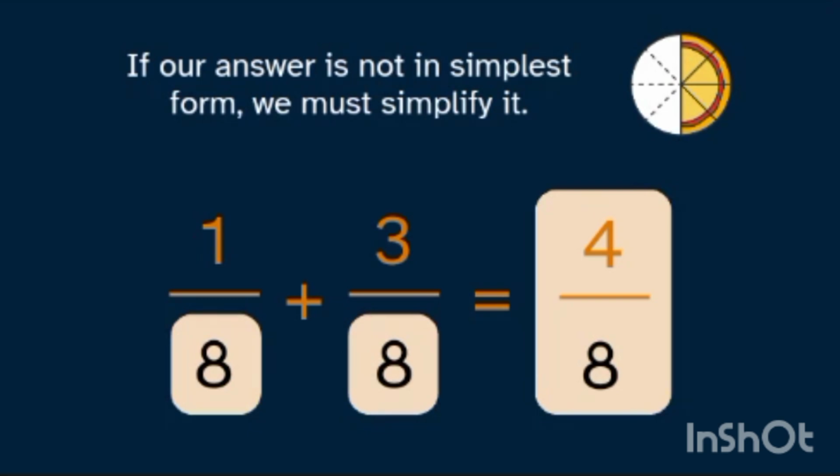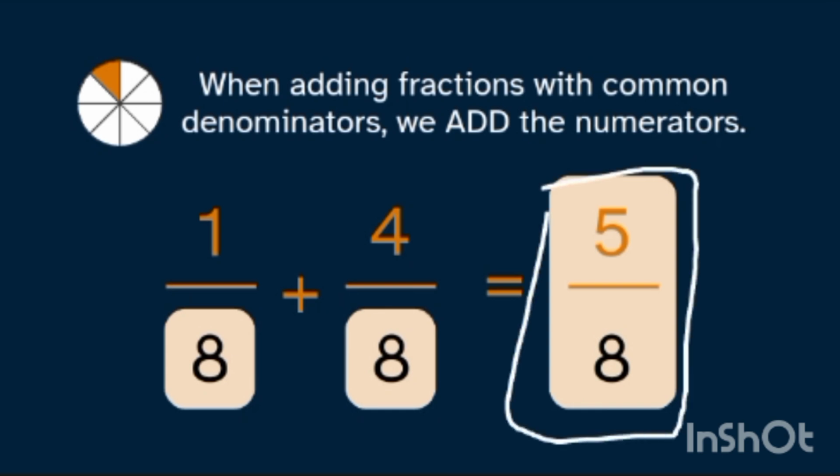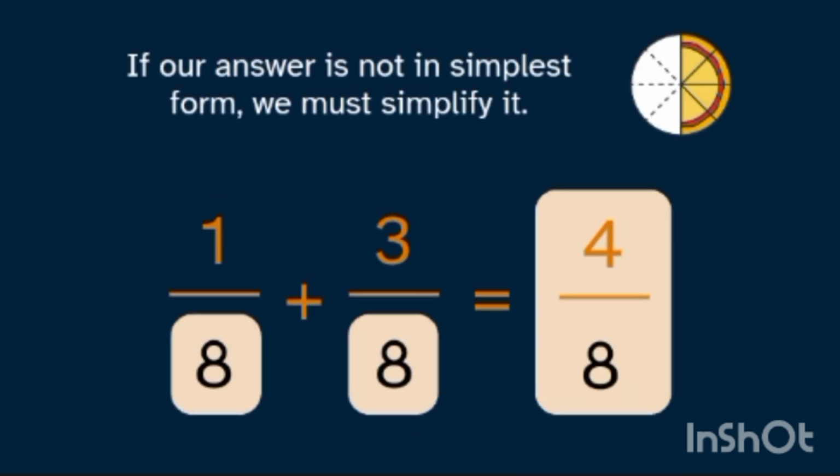If your answer is not in its simplest form, we must simplify it. Like over here, this is already in its simplest form, we can't simplify it more. But what if your answer is not in its simplest form? Like here, it is not in its simplest form, so we need to simplify it. How can we simplify?